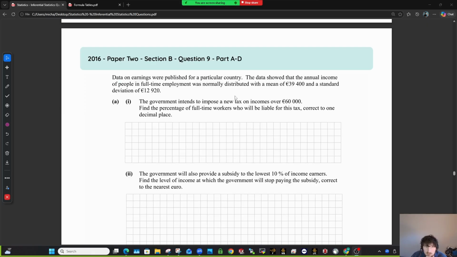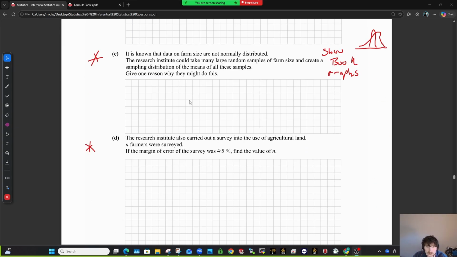Our next question here comes from the official 2016 paper. It's just a short part down here that I want to discuss, because I put an interesting mark here to show people these graphs if they weren't familiar with them in the book. This is kind of a standalone question. It is known that data on farm size, how big the farm is, is not normally distributed, so it doesn't follow a bell curve. A research institute could take many large random samples and create a sampling distribution of the means of these sample means. Give one reason why they're able to do that.